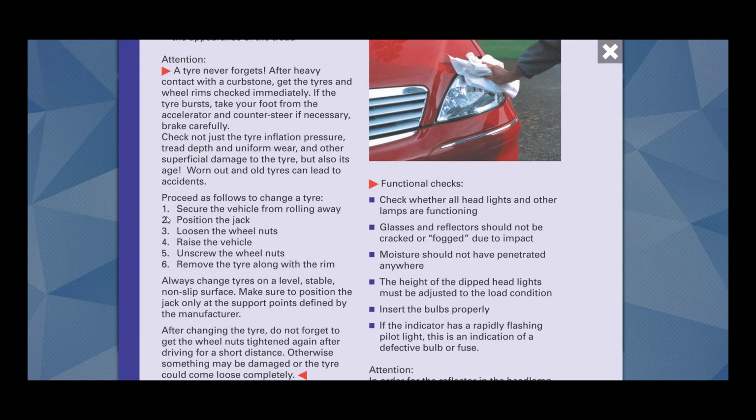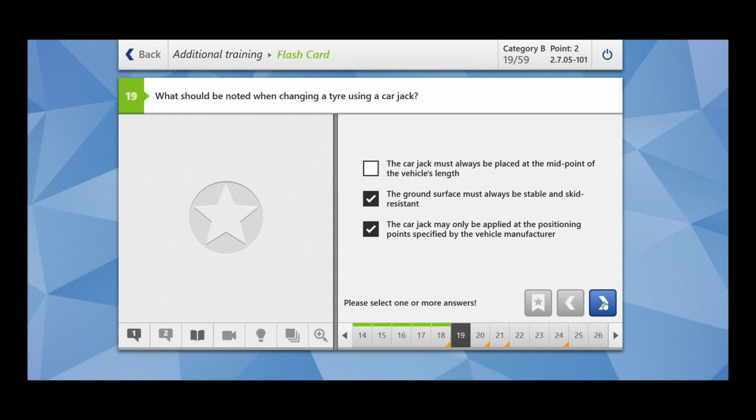So we have seen this in the previous question as well, but I will show you once again. Secure the vehicle from rolling away. It means your ground surface should be stable and skid resistant. Position the jack. So you have to position the jack according to the manufacturer's guideline. The last two options are the correct ones.